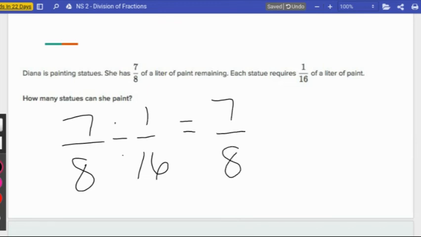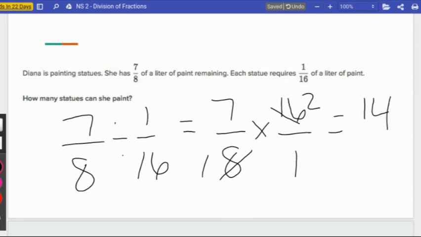I freeze that first number. She only has 7/8 liters of paint, and I can't change that. Change that to a multiplication problem, and we flip that fraction. I'm going to simplify first by dividing by a factor of 8 so that my numbers are smaller. And then I get 7 times 2 equals 14, and 1 times 1 is 1. So she could paint 14 statues with her 7/8 liters of paint.